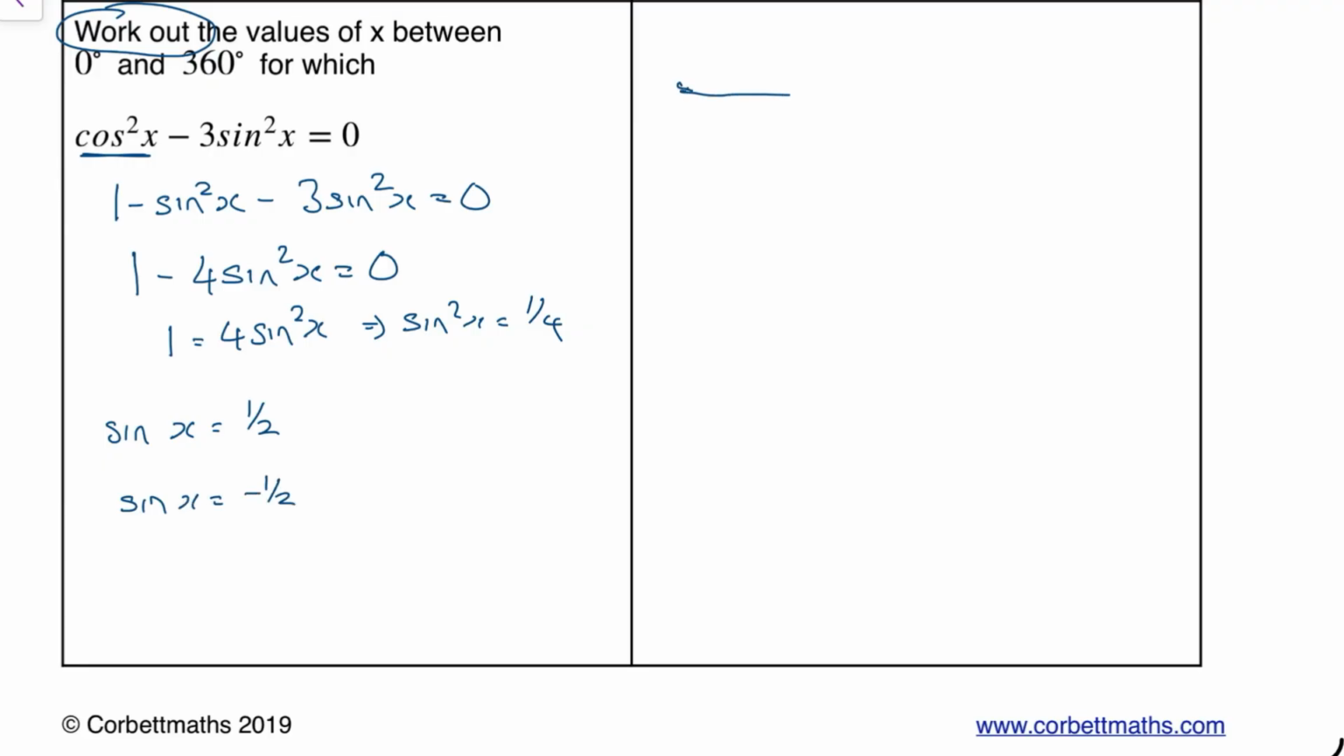Now, this is why graph sketching is so helpful. I know that sine x looks like this. Again, it doesn't matter about being precise, but I do know that half is about there, so that gives me 2 answers. And minus a half is about here, so that gives me 2 answers. I know from my exact values, so without even getting a calculator out, that sine 30 gives me a half. So in other words, I know this distance here is 30. So the magic number I'm looking for is 30, which is that distance there, and that distance there.